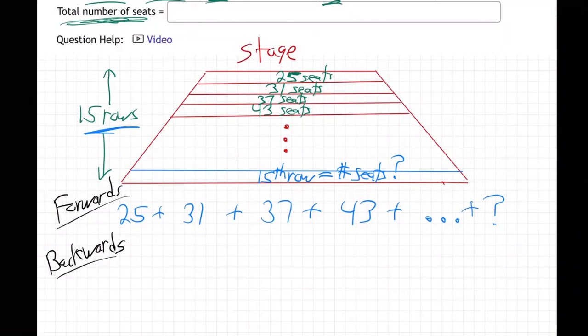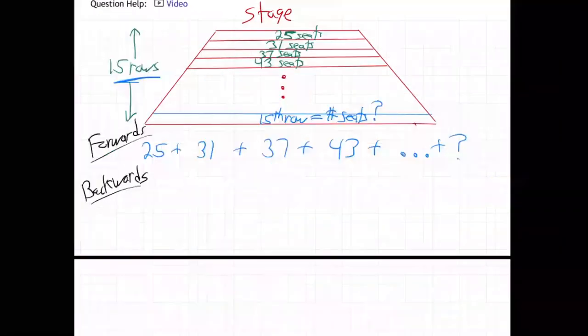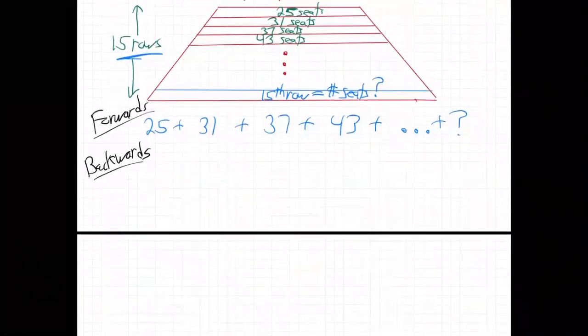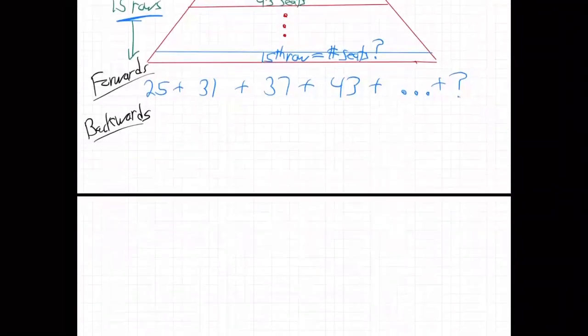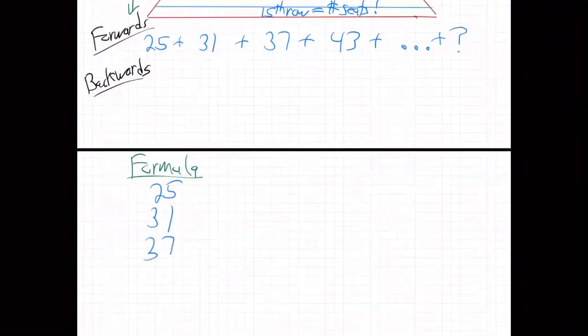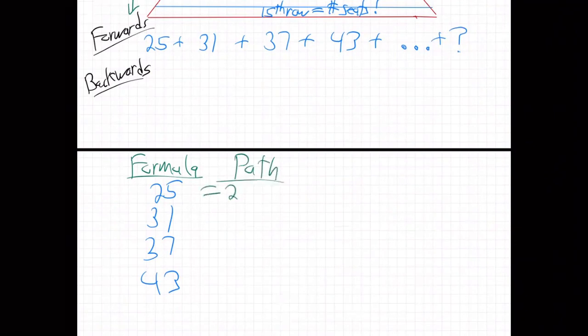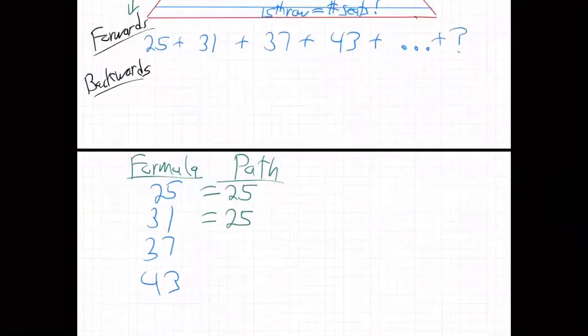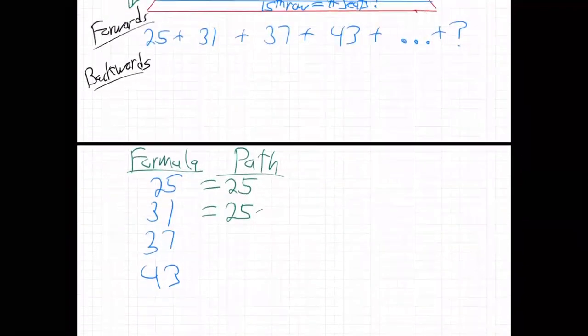Mm-hmm. So you know what would probably be helpful is the formula again, wouldn't it? So let's come up with the formula again. So the formula, so we'll write out the numbers here. The first number is 25, then 31, then 37, then 43. And remember that the formula is always in the pattern is in the path. So what's the path? The first number is just itself. The second number, how do we get that? What are we doing every time to go from term to term? We're adding 6, aren't we?